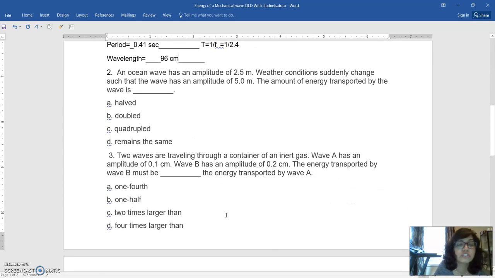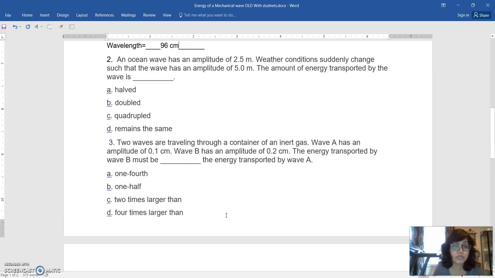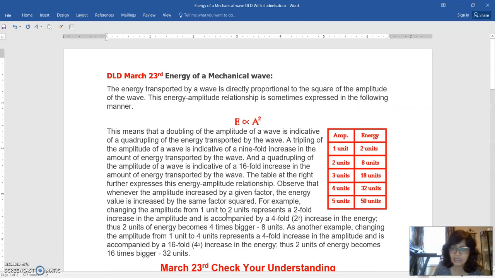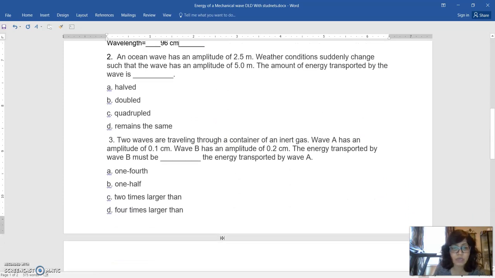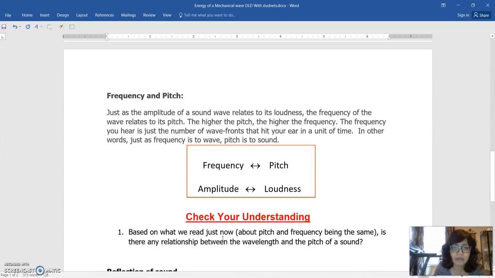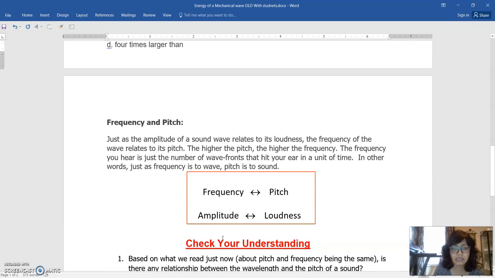I won't go over number 2 and 3. Most of you, those who participated, did very well. If it was just one student missing it, I might just reach out to them separately, because I don't want to give out all the answers.